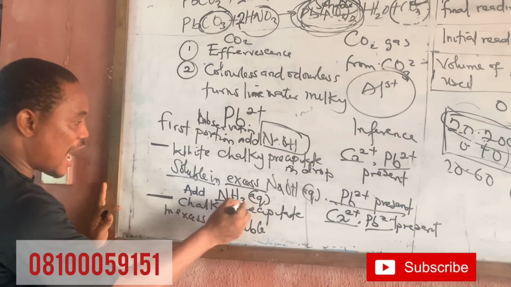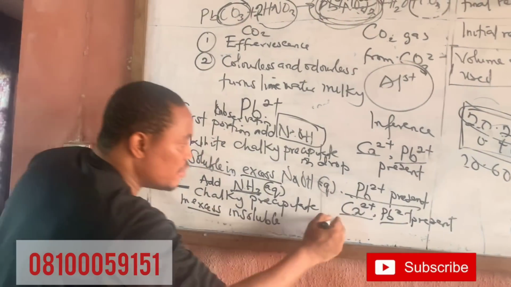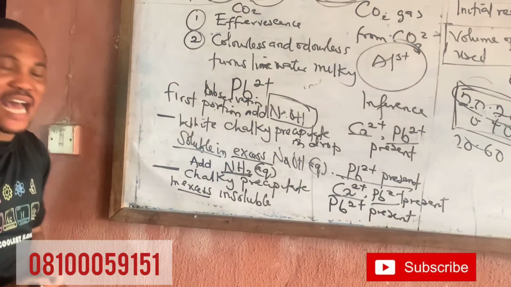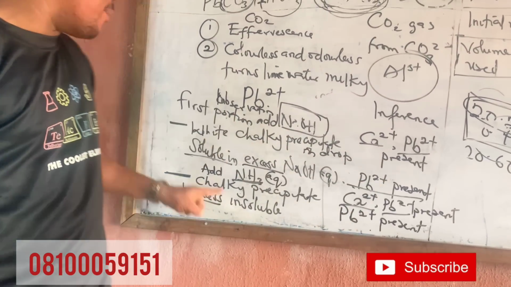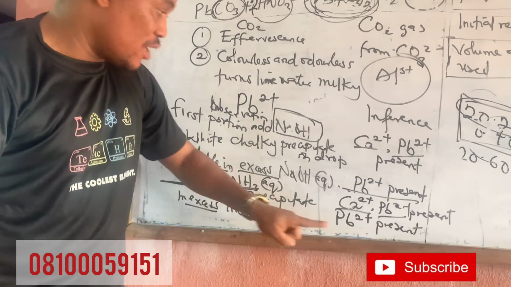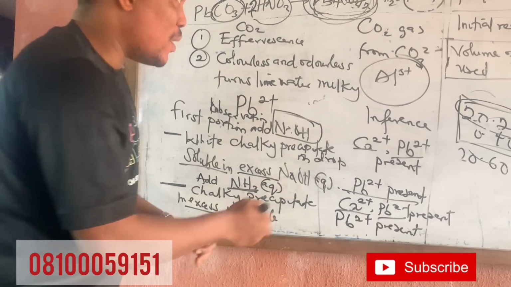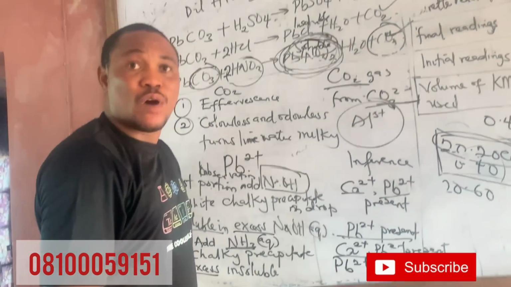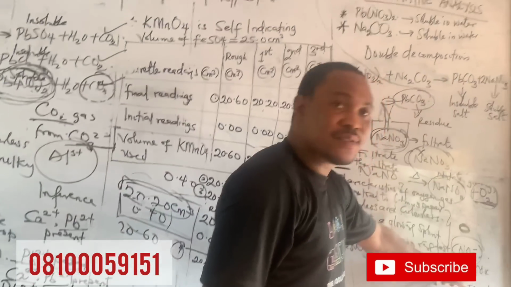So if you add ammonia in excess again, it will still not dissolve, it will be insoluble. Then I can say this is what is present. So can you see that we have successfully been able to test for lead? We have confirmed lead here because lead is soluble in excess sodium hydroxide. We have confirmed with ammonia again that lead is present here, which means we have catered for all the tests. We have tested for lead. We have tested for CO3 2 minus because this is what is present. We have tested for nitrate ion.